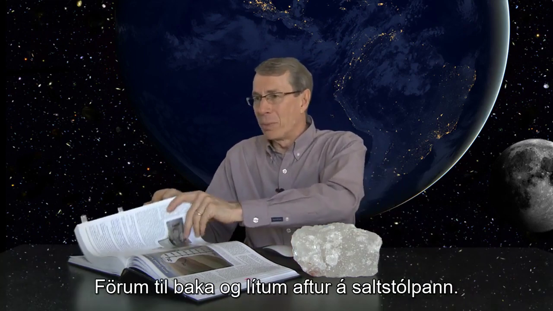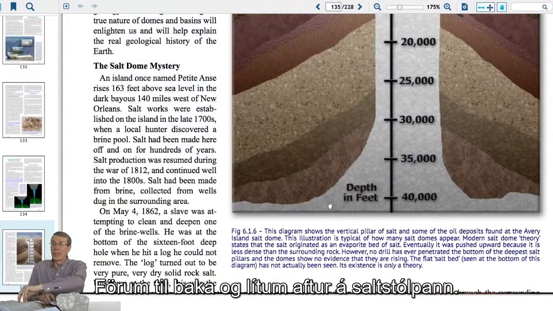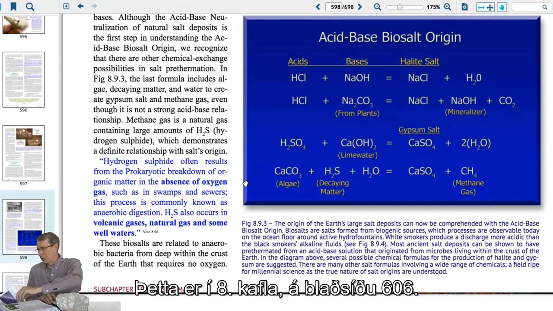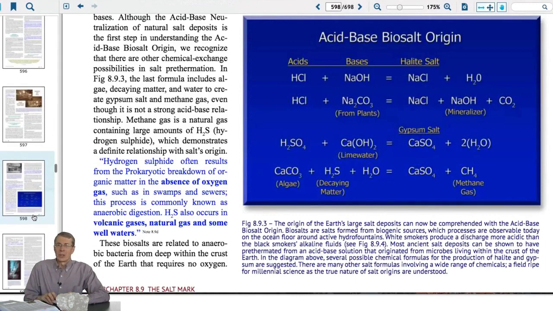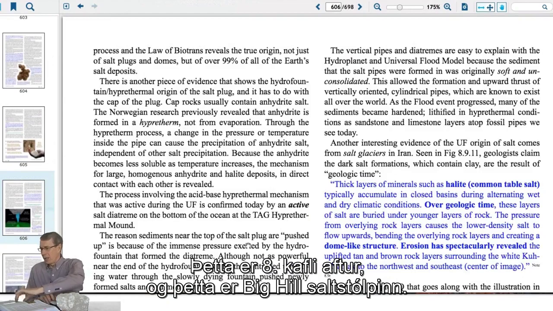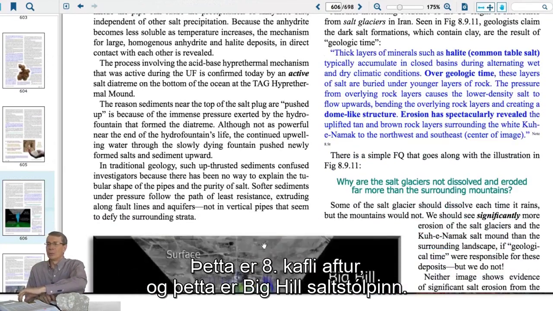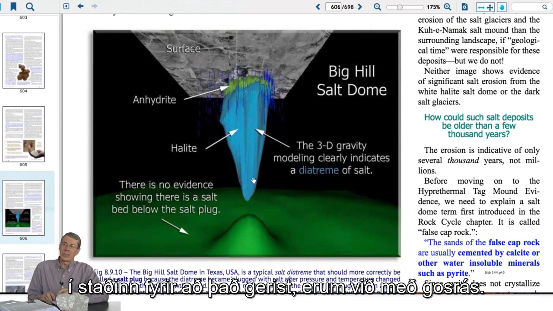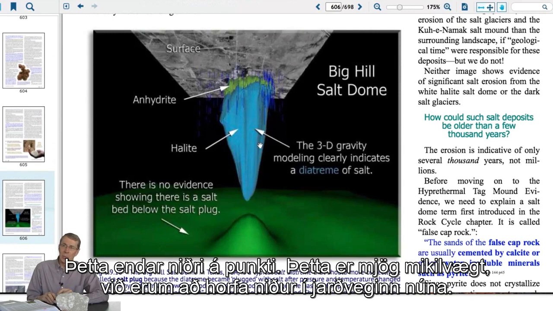Let's go back here and look at a salt dome again in this particular chapter 8, and we're going to pop down here to page 606. So this is chapter 8 again, right here, and this is the Big Hill Salt Dome. Instead of the salt being flat on the bottom like that other diagram, what you see is actually a diatreme. This comes down to a point, and this is very important.